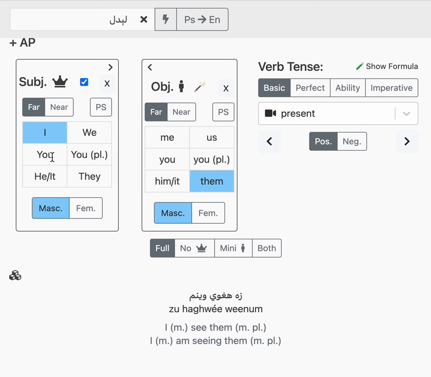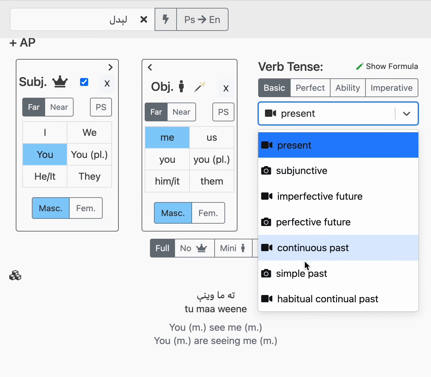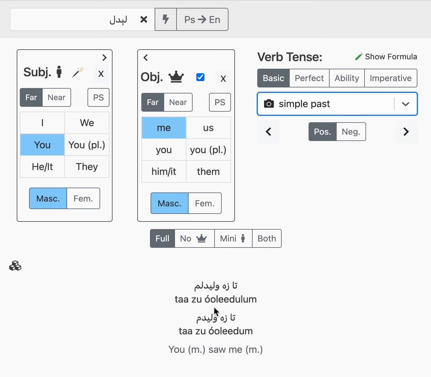Let's say you see me. Ta ma wini, right? You see me. So that is in the present tense. But when we go to the past tense, we're going to run into our third phrase structure. It's going to change like crazy. Check this out. Ta za wulidalam. So now we're in the past tense saying you saw me.